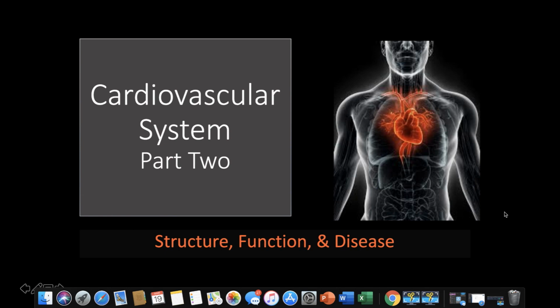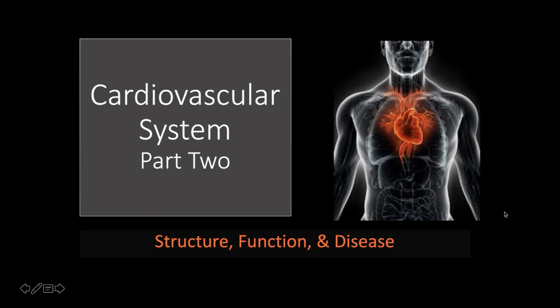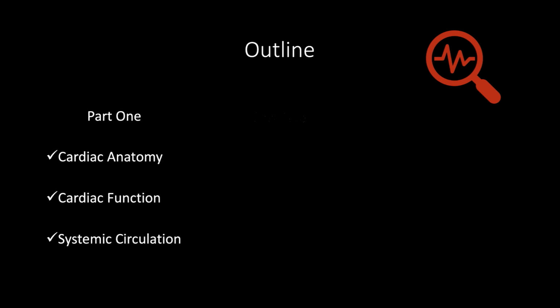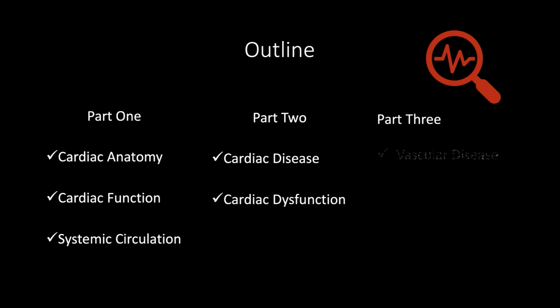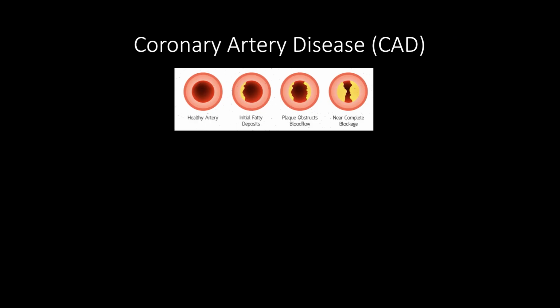All right, here we go with part 2 of the cardiovascular system. What we had just gone through in part 1 was anatomy, function, and a brief overview of the systemic circulation. This section is going to go over cardiac disease and dysfunction, and the third section will go over vascular disease and shock. So let's talk about coronary artery disease.